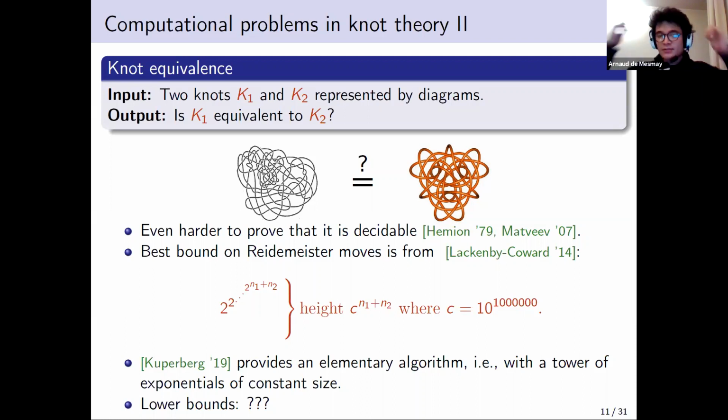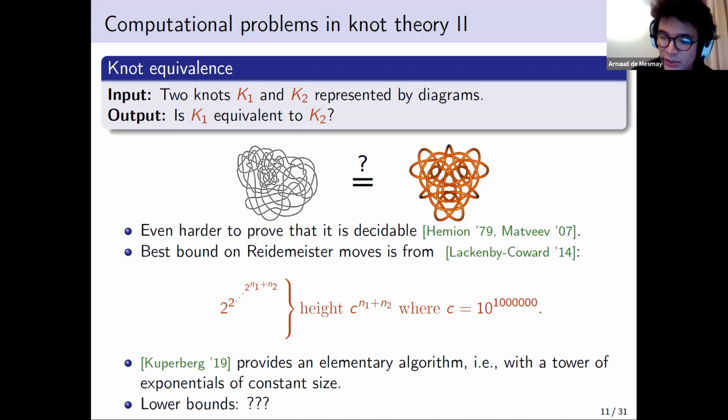So elementary means that it's likewise a tower of exponentials, but it's only a tower of exponentials of constant size. Also, the constant is not known. So in any case, these are problems which seem to be, from a theoretical perspective, very, very hard. And so it's very frustrating for a computer scientist to see that there is no single lower bound known for that. So it's unknown whether that's NP-hard, let alone X-hard or NX-hard or anything like that. So there's really a wide gap between the upper bound and the lower bounds for this one.